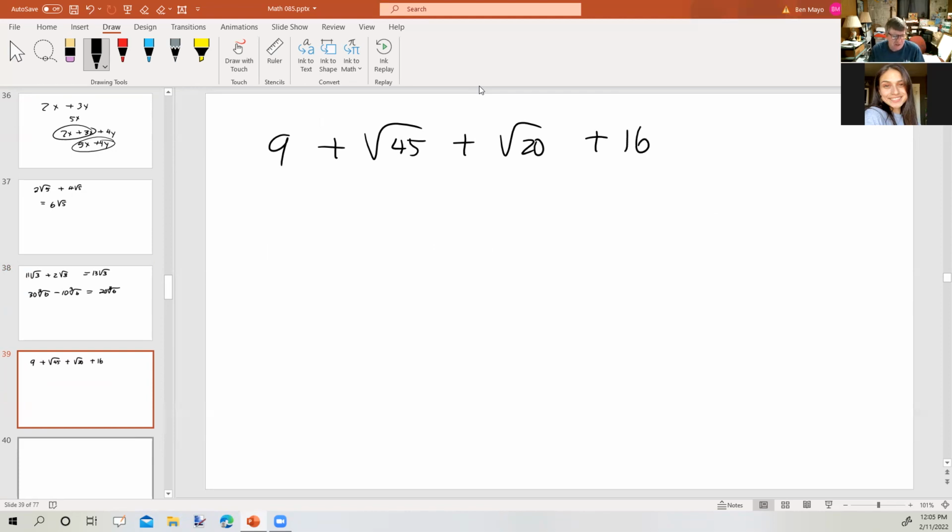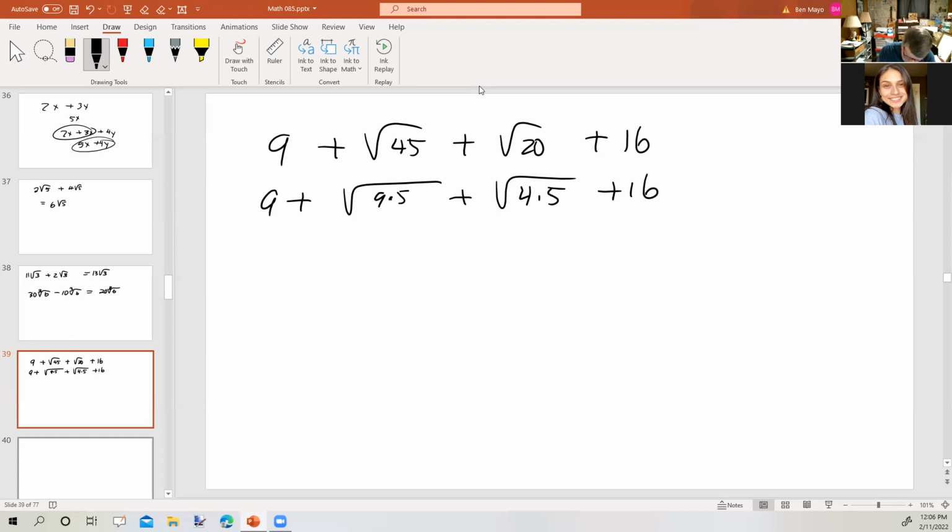Well, the 9 and the 16, those are like terms, so we could combine those, and we'll do that in a minute. But the square root of 45 and the square root of 20 don't look like they're like radicals. But let's simplify each one. Now 45 is 9 times 5, 9 being a perfect square. 20 is 4 times 5, 4 being a perfect square.